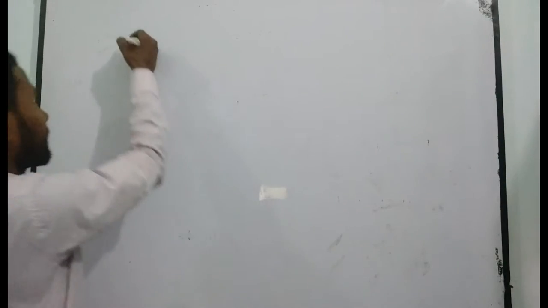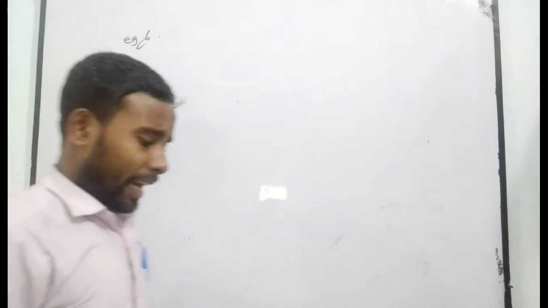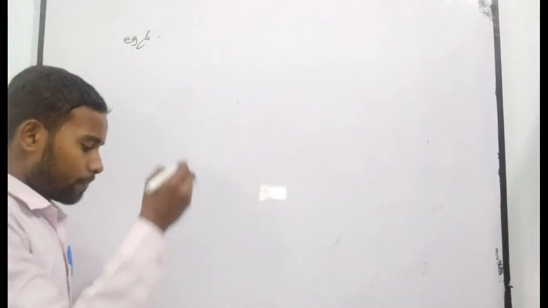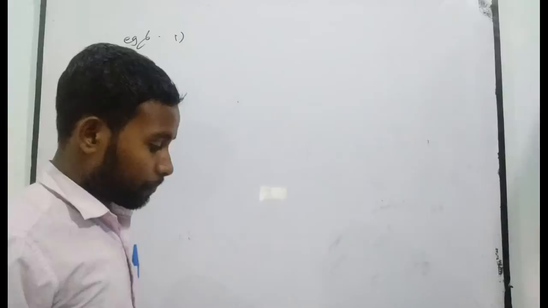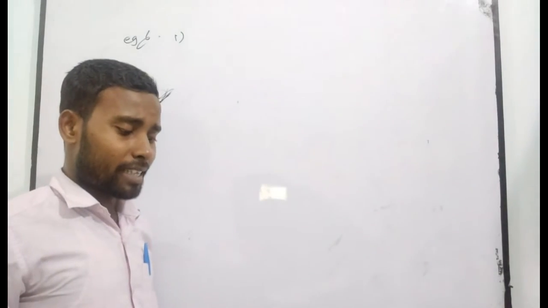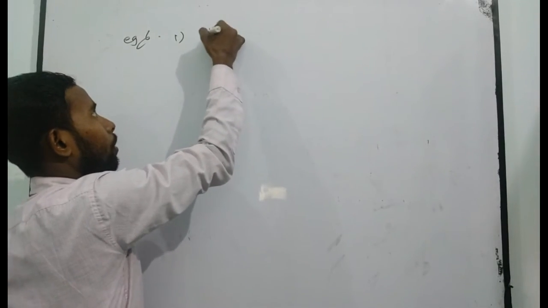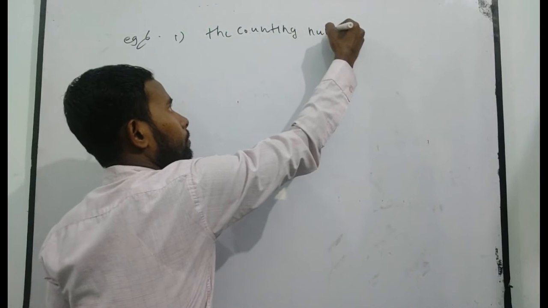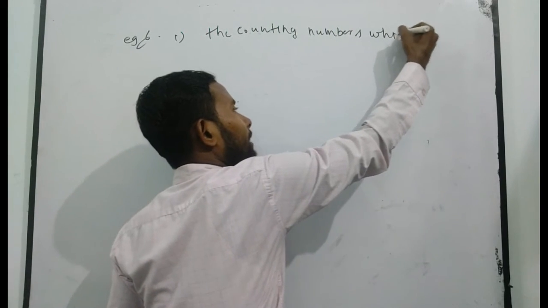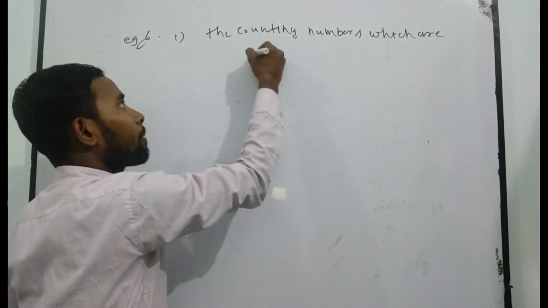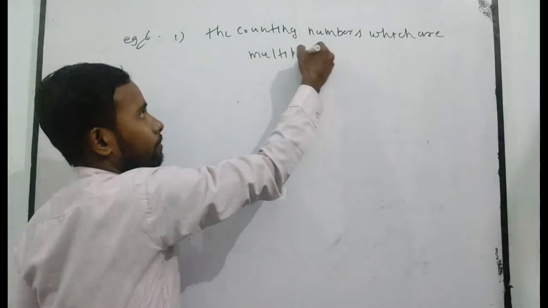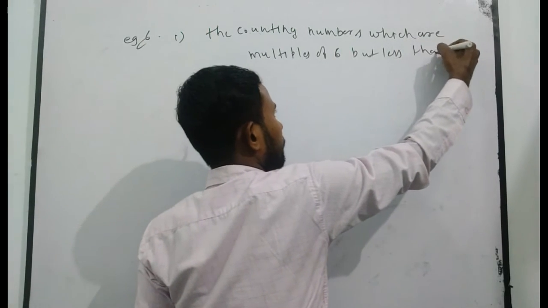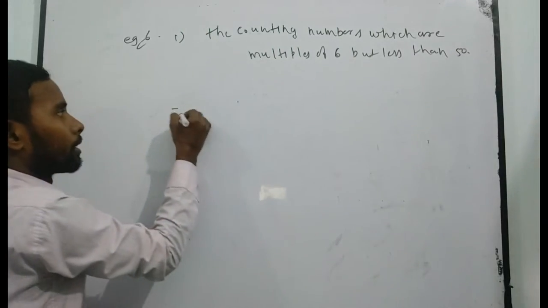Now we'll take example 6, the next pattern problem. Write the following sets in set builder form. You have to write all these sets in set builder form. First will be the counting numbers which are multiples of 6 and less than 50.